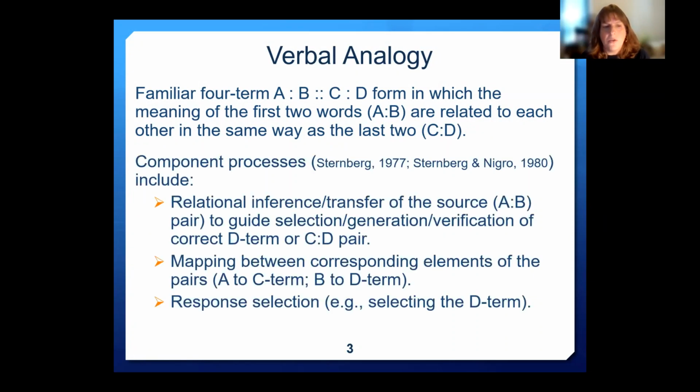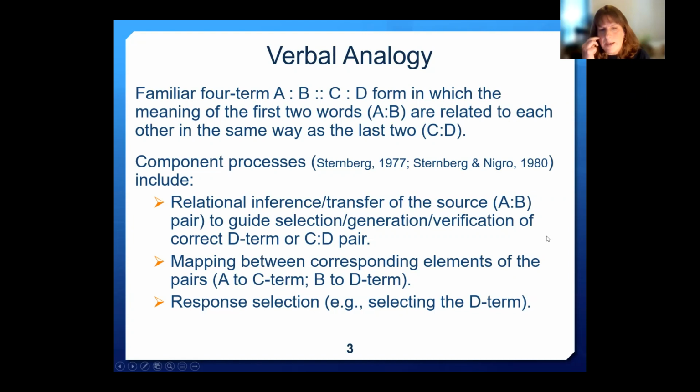And as Sternberg wrote in his classic papers, there are several component processes in verbal analogy. These aren't all of them, but the 3 main ones that have been most investigated are, first, relational inference, where you infer the relation in the source pair, and then you transfer it, guiding the selection or the generation or the verification of the correct D term or CD pair.